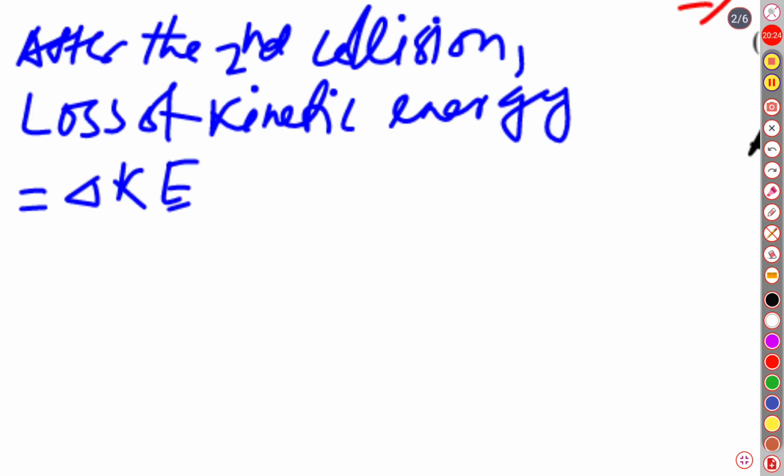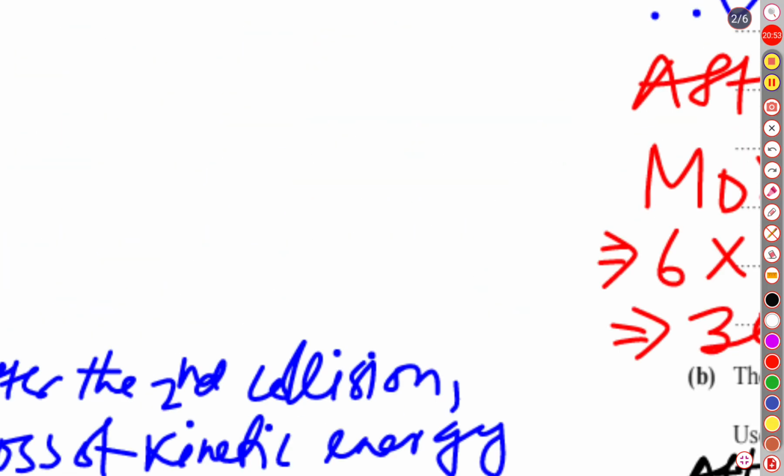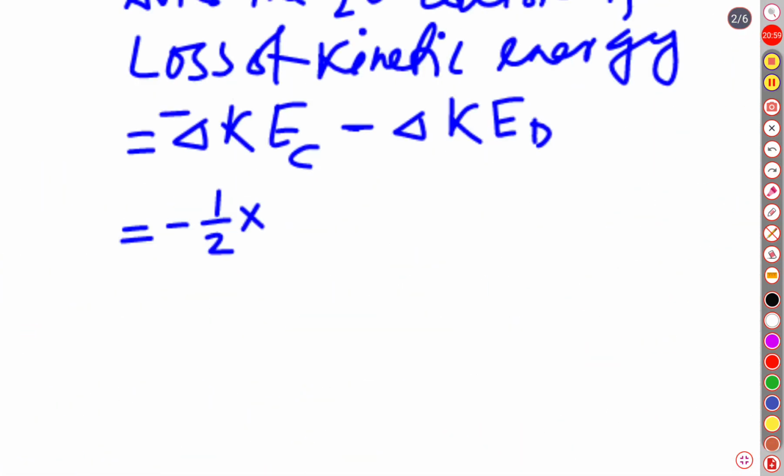The collision happened between particle C and particle D. As this is a loss of energy, it will be negative. So negative change in kinetic energy after the second collision between C and D. The same formula we are going to apply, half mv square. M is the mass of particle C. How much was the mass of particle C? It was 2. So the mass of C is 2 kilo.